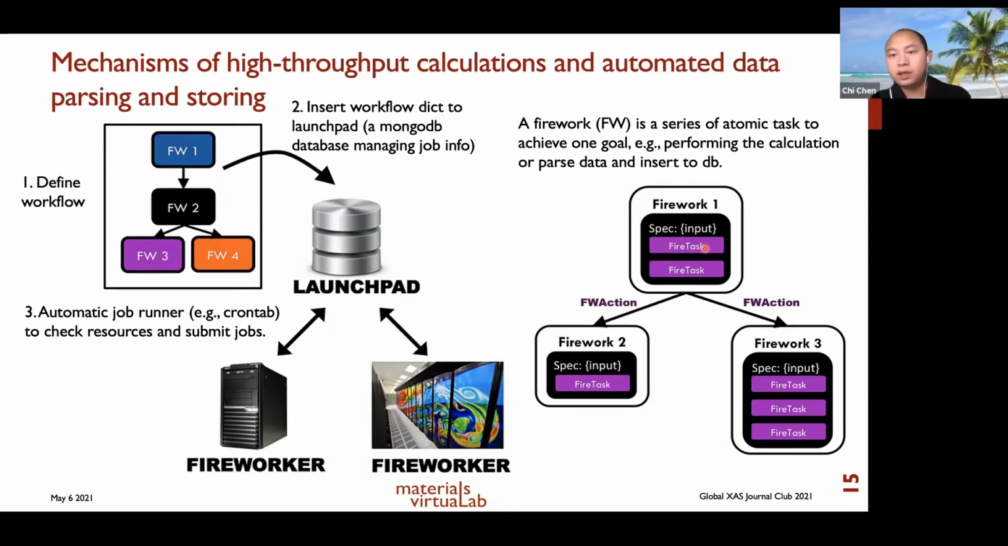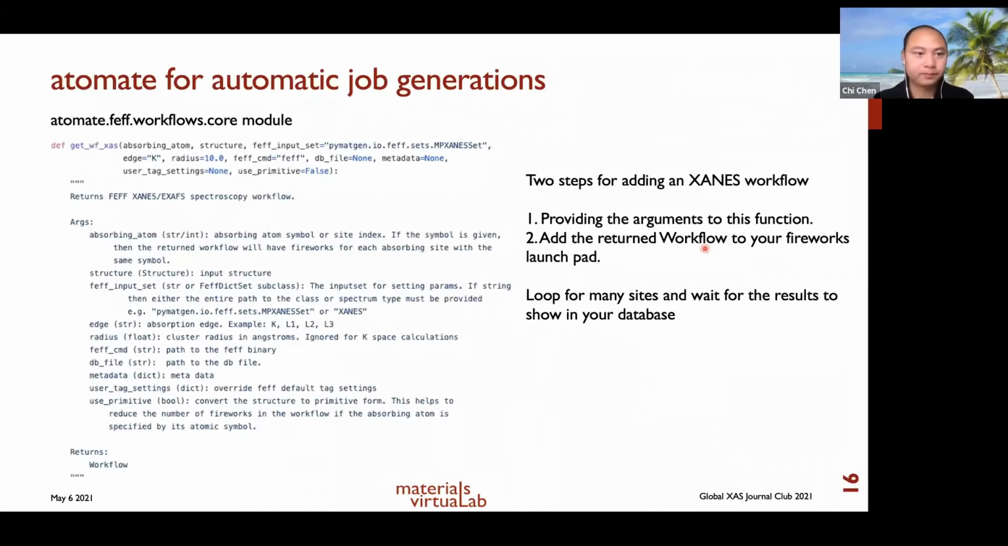A firework here is just a series of atomic tasks to achieve one goal. For example, it can perform a calculation, or parse the data and insert it into the database. That's pretty much the mechanism of how we run the high throughput calculations. As mentioned earlier, atomate has all the pre-compiled parameters that we can use for job generation. For example, running the XAS calculation can be just running a single function in a Python script.